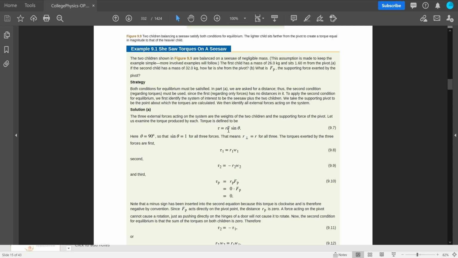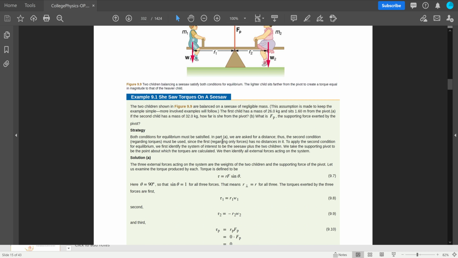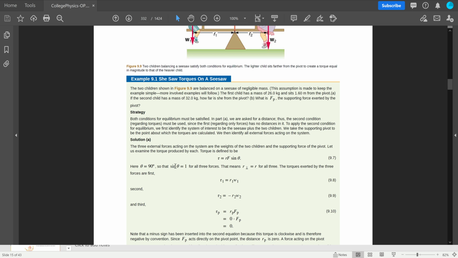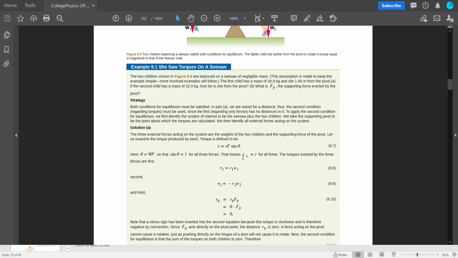So we know that torque is R F sine of theta, but we know that theta here is 90 degrees because they are sitting perpendicular to the actual balance. So we take that as 1. So sine of theta is equal to 1 for all forces here. So that means we have our R perpendicular here.